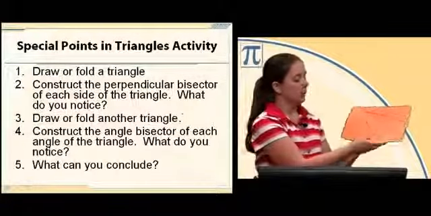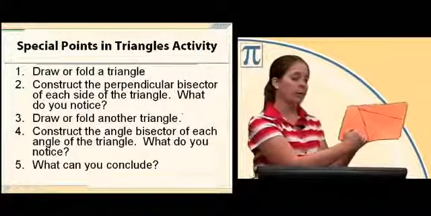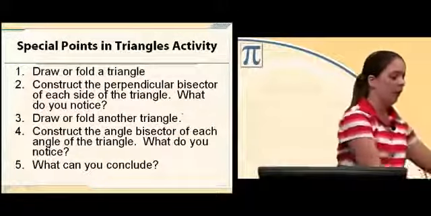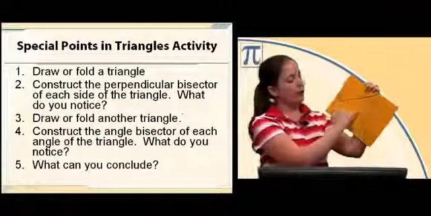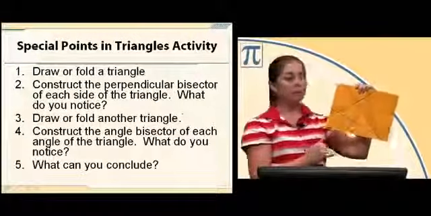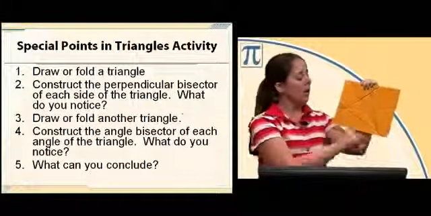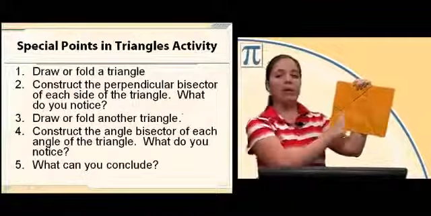So fold the next one, making sure the sides touch and making sure it goes through the point, that vertex point. And if you do that for all three angles, you're going to notice that they also have a point of concurrency. So notice I have my 3 angle bisectors, and they all intersect in one point, or in a common point of concurrency.